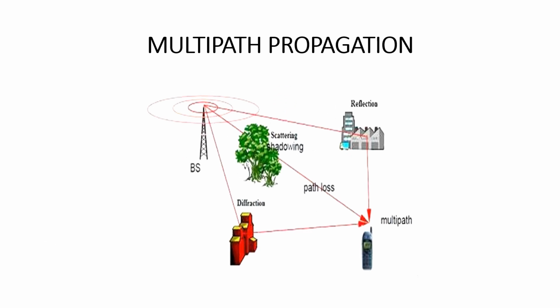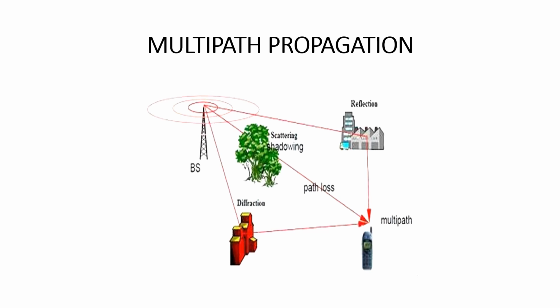This is the picture which represents multipath propagation. Whatever signal is transmitted by the base station in free space will take multiple paths to reach the destination point. Here the destination is the mobile phone. In this diagram, we have represented three different directions for the signal to travel from the base station to reach the mobile. So we have represented multipath propagation here.